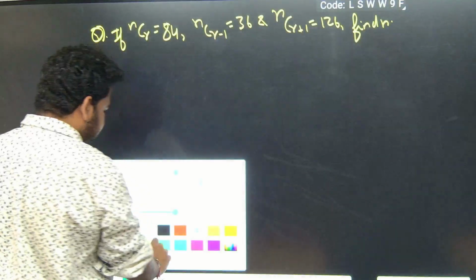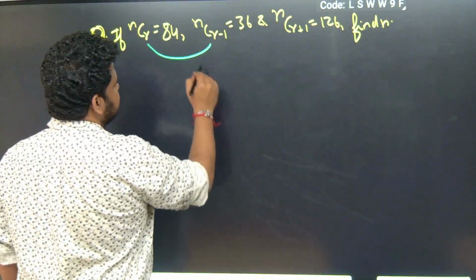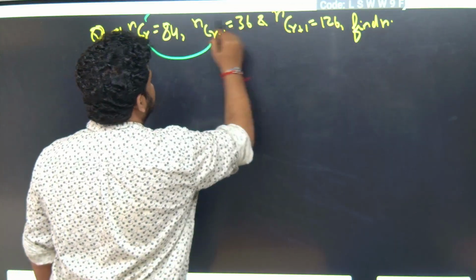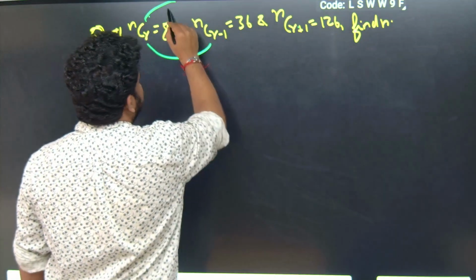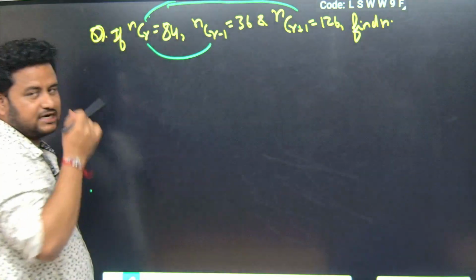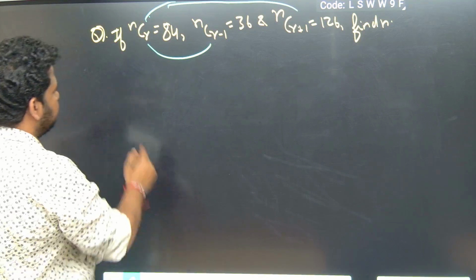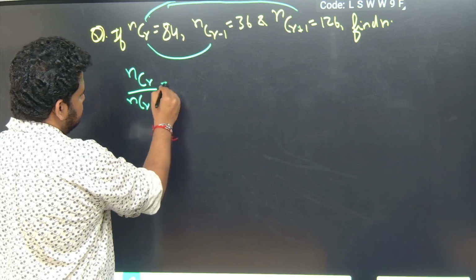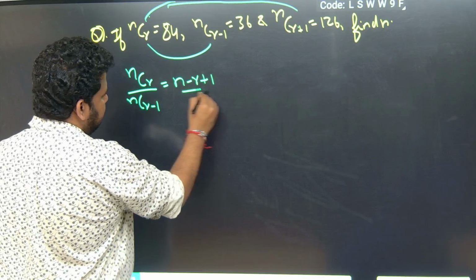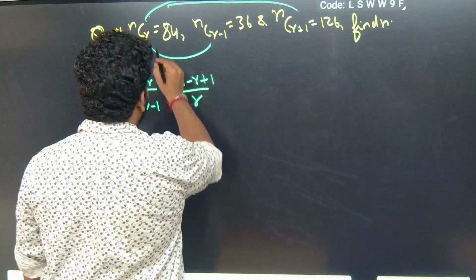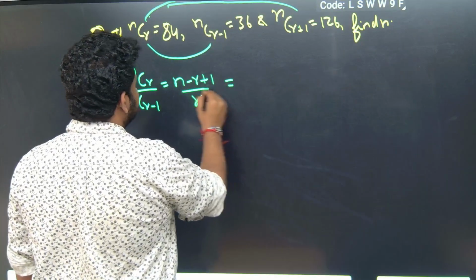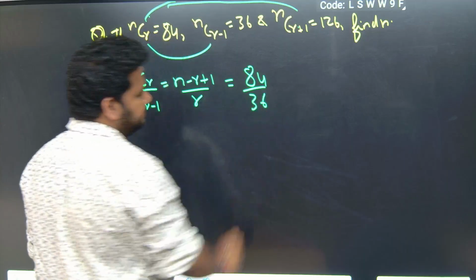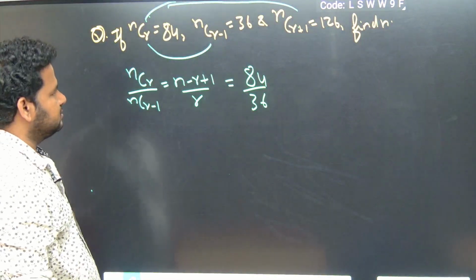So here we have to combine. Let us combine the first one and the last one. That is, let us use property number 7. What is the property we will use? NCR by NCR minus 1 is equal to n minus r plus 1 by r. So using that, if I apply this with NCR minus 1, here we are having 84 by 36, correct now? 84 by 36.